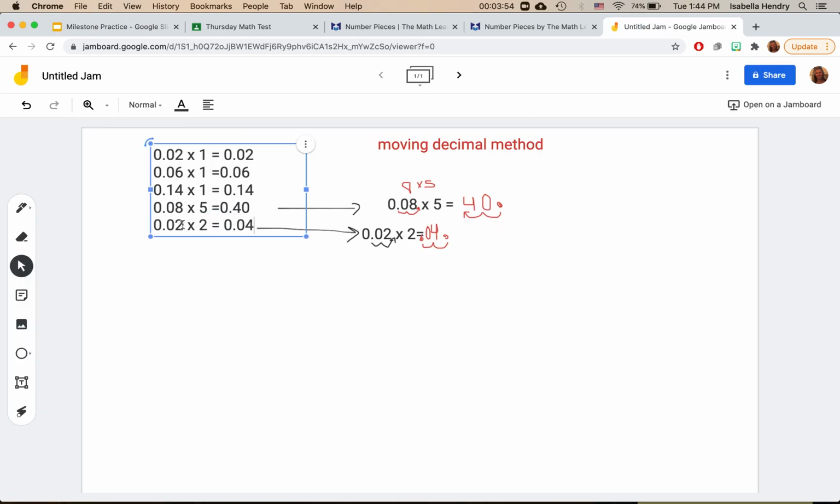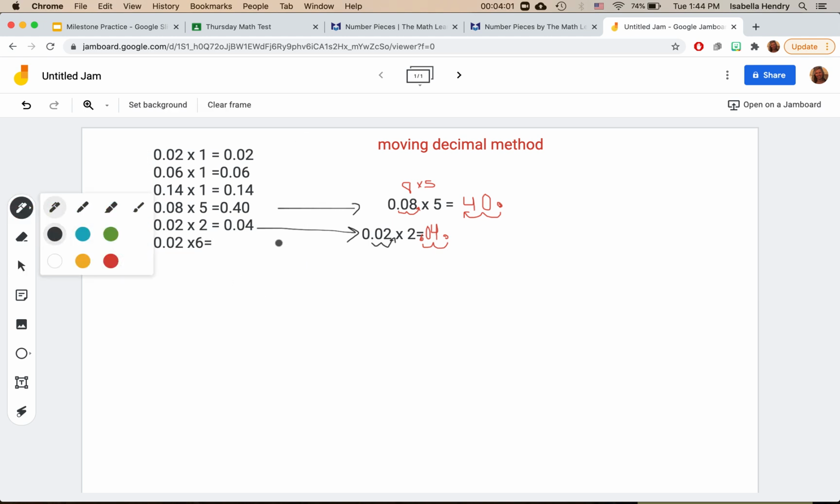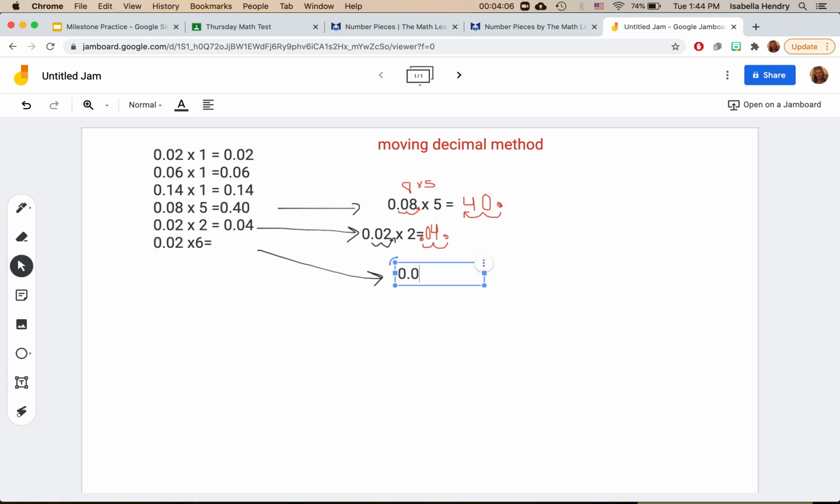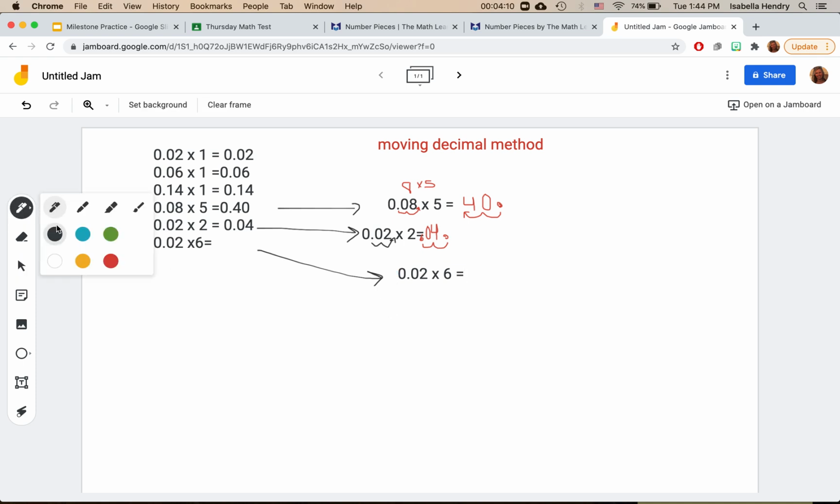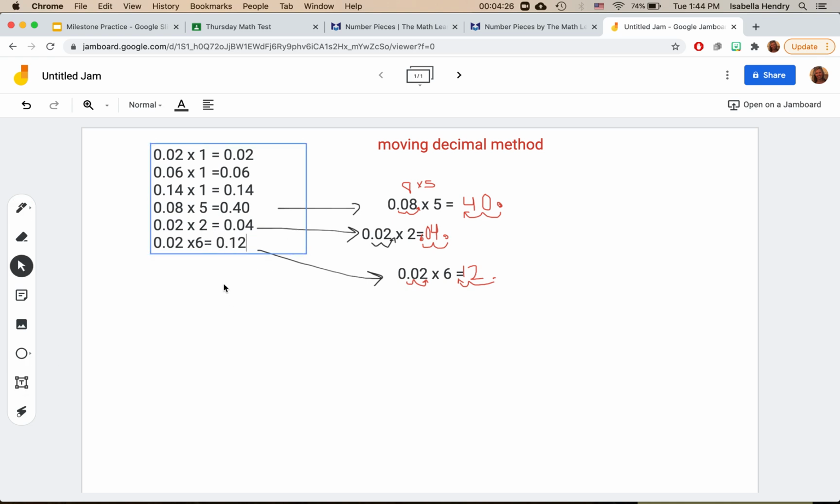And then our last one is 2/100 times 6. Same deal. I'll come down here. 2/100 times 6 equals, and again, I'm going to use my moving decimal method. I'll get my pen and move that decimal over 2 times. I know 2 times 6 equals 12. Then I have to move that decimal back 2 times. So now the decimal is here, and my answer would be 12/100.